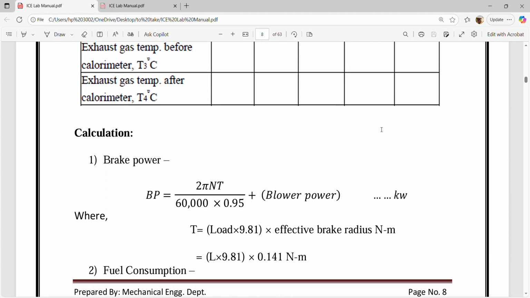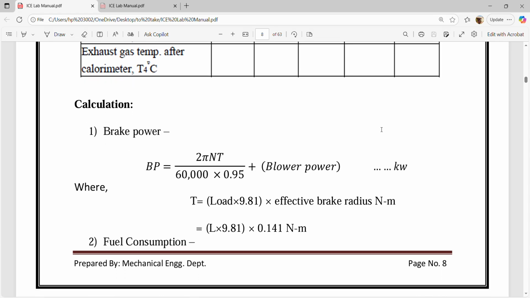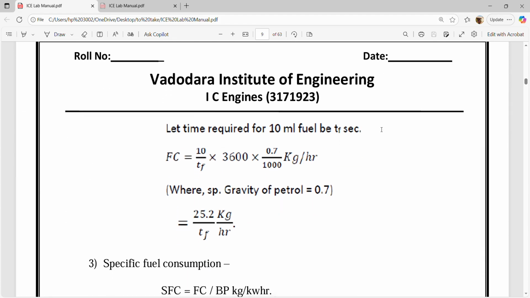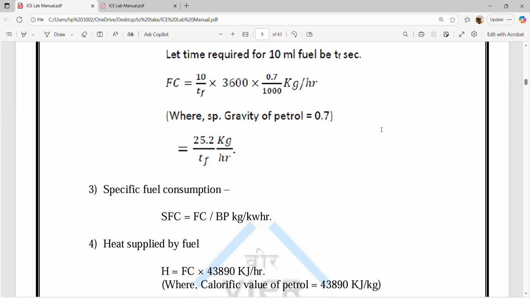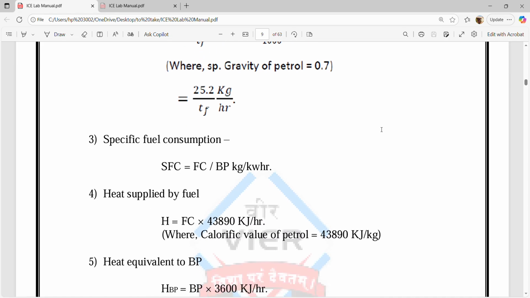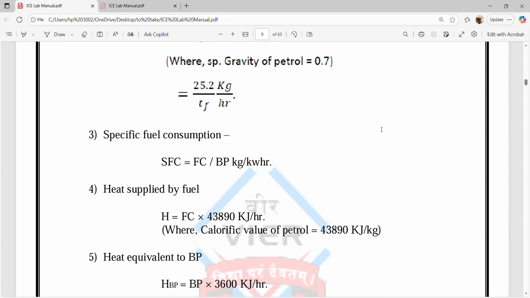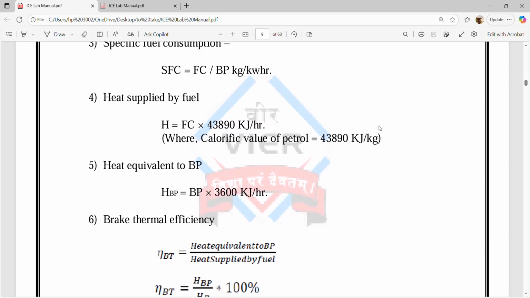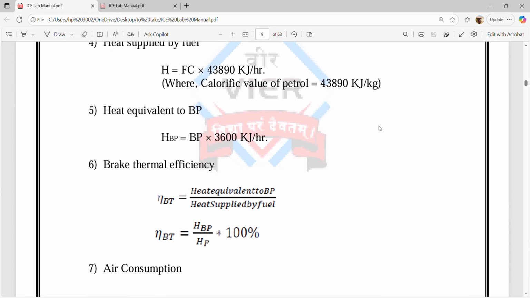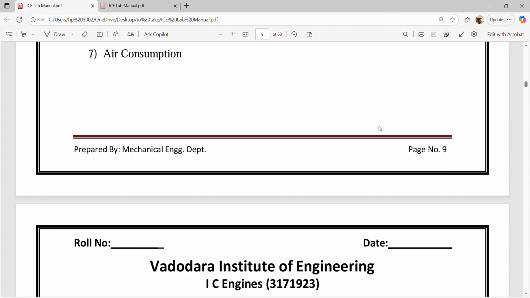Here the formulas are given for the calculation. The brake power BP is equal to 2 pi nT upon 60,000 into 0.95 plus blower power in kilowatt, where T is equal to load into 9.81, that is gravity, into effective brake radius in Newton meter. For fuel consumption, this formula is to be followed. For specific fuel consumption, SFC is equal to FC by BP kg per kilowatt hour. Heat supplied by fuel, heat equivalent to BP, brake thermal efficiency, all these formulas are given. We have to put the values and we'll get all the answers.